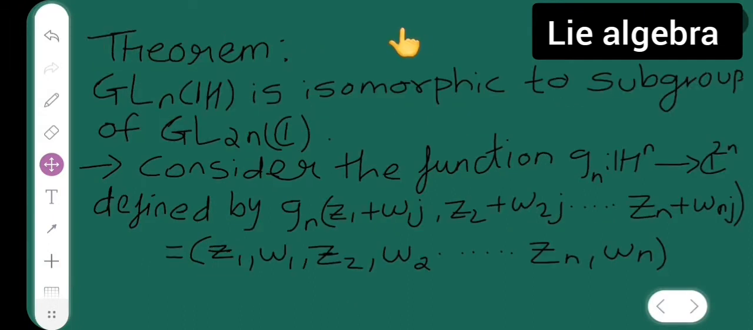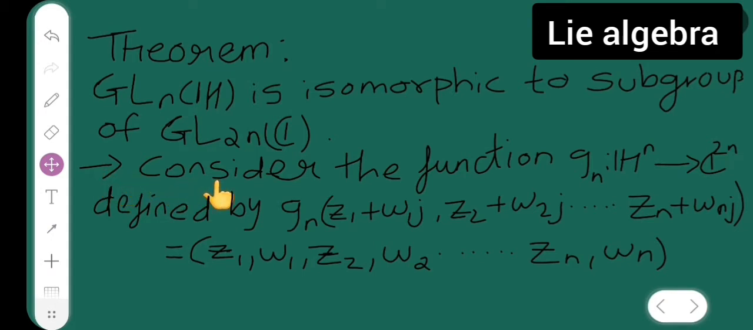Next is my theorem. GLn of H, the quaternionic general linear group, is isomorphic to a subgroup of GL2n of C, which is complex. This is my theorem and I have to prove this.